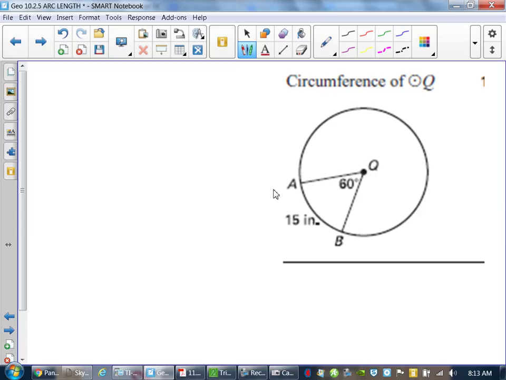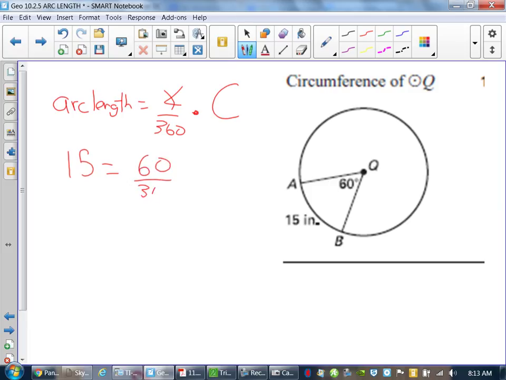So in this one, they're asking us to find the circumference, correct? So my suggestion would be to write down one of the three. Arc length is angle over 360 times the circumference. You okay with that? What's the arc length? 15. So 15 has to equal 60 over 360 times the circumference.